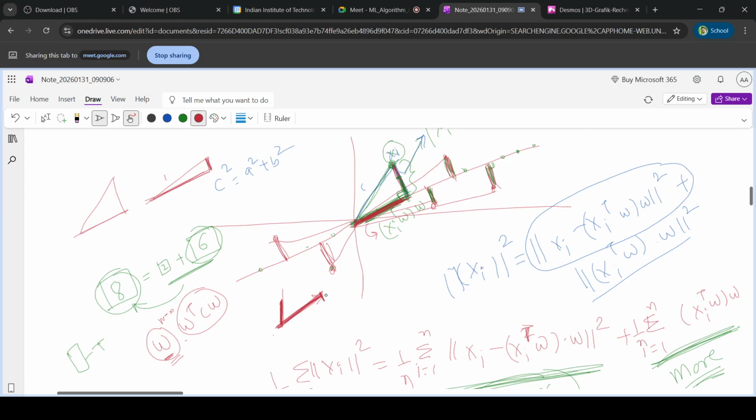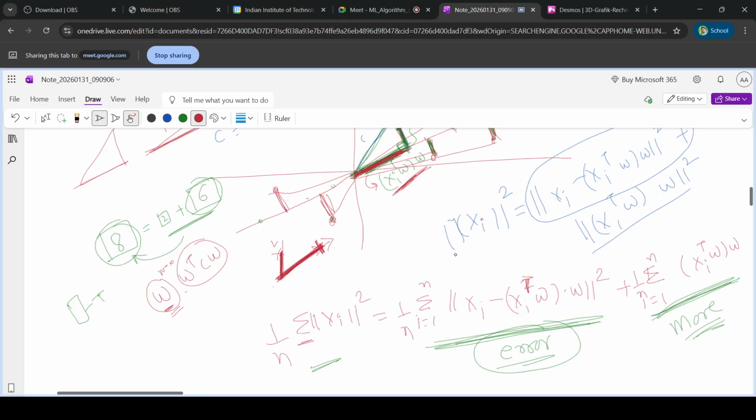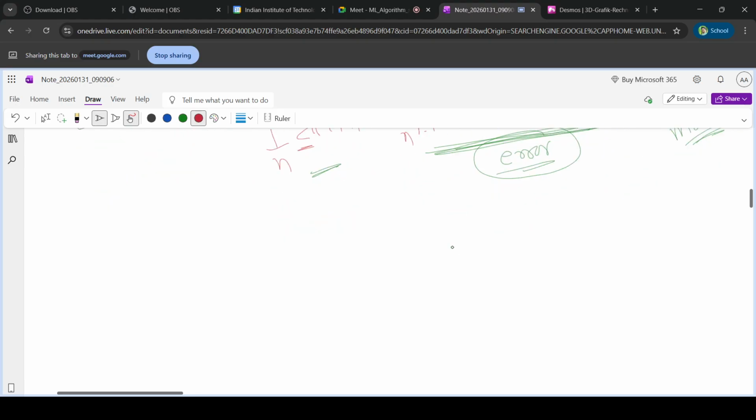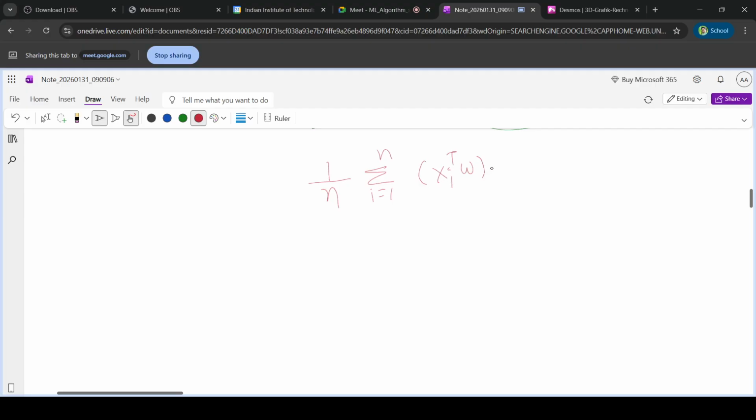But we are now discussing this value, xi transpose W into W. Whichever is the maximum value, that is our interest, not the small value, not this line. We are interested in the line which gives the maximum of this value. So here this value is 1 by n summation of i equal to 1 to n of xi transpose W into W.